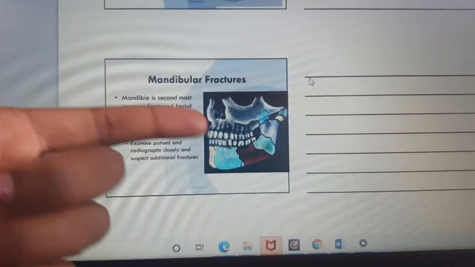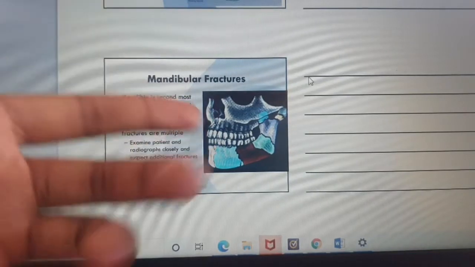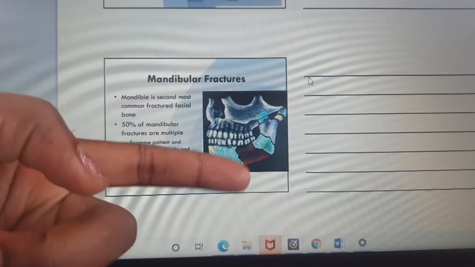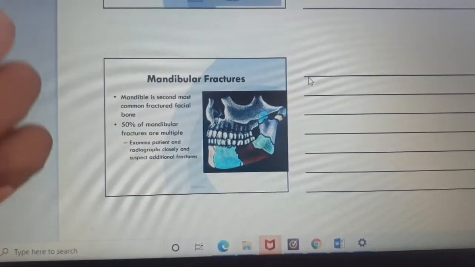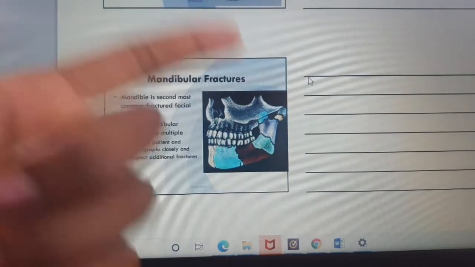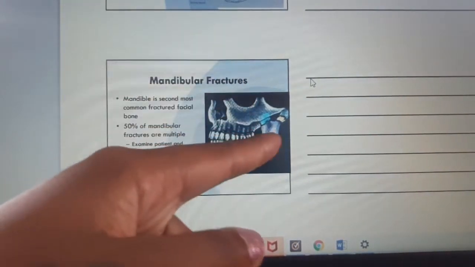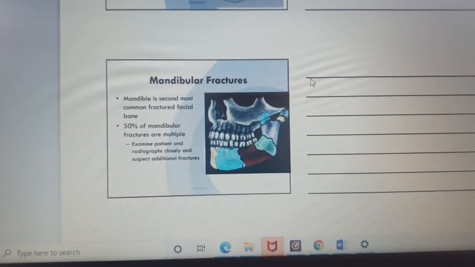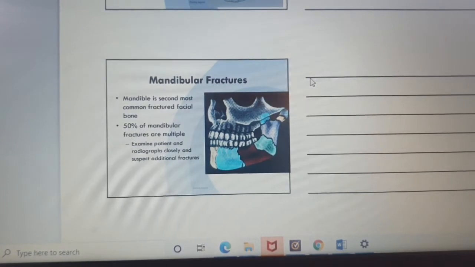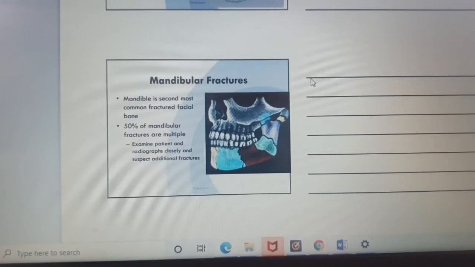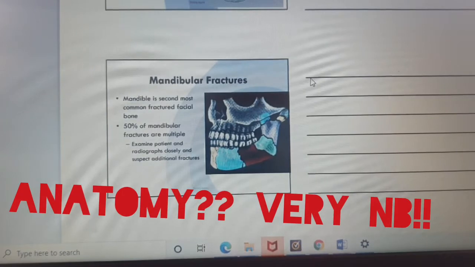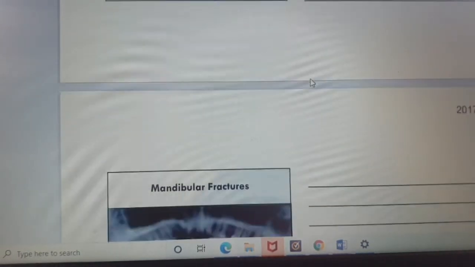So we could say it's a mental fracture, or a symphyseal or parasymphyseal fracture, or we could say it is a fracture of the body of the mandible, of the angle of the mandible, of the ramus of the mandible, of the condyle of the mandible, or of the coronoid process of the mandible. So that's one of the classifications we use to classify mandibular fractures. This is just good to know, so that you're not lost. Hence, ladies and gentlemen, anatomy is very, very important, especially in tertiary institutions.